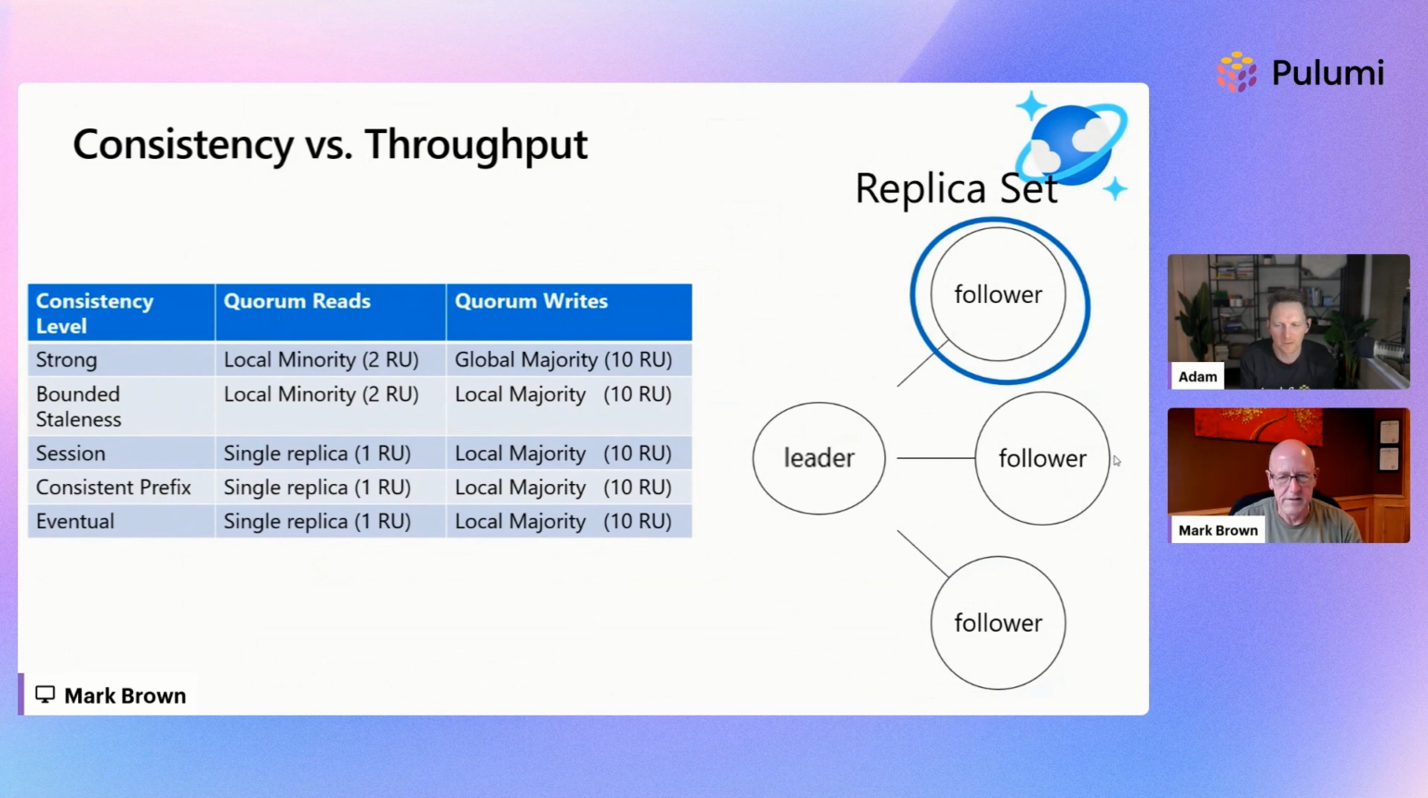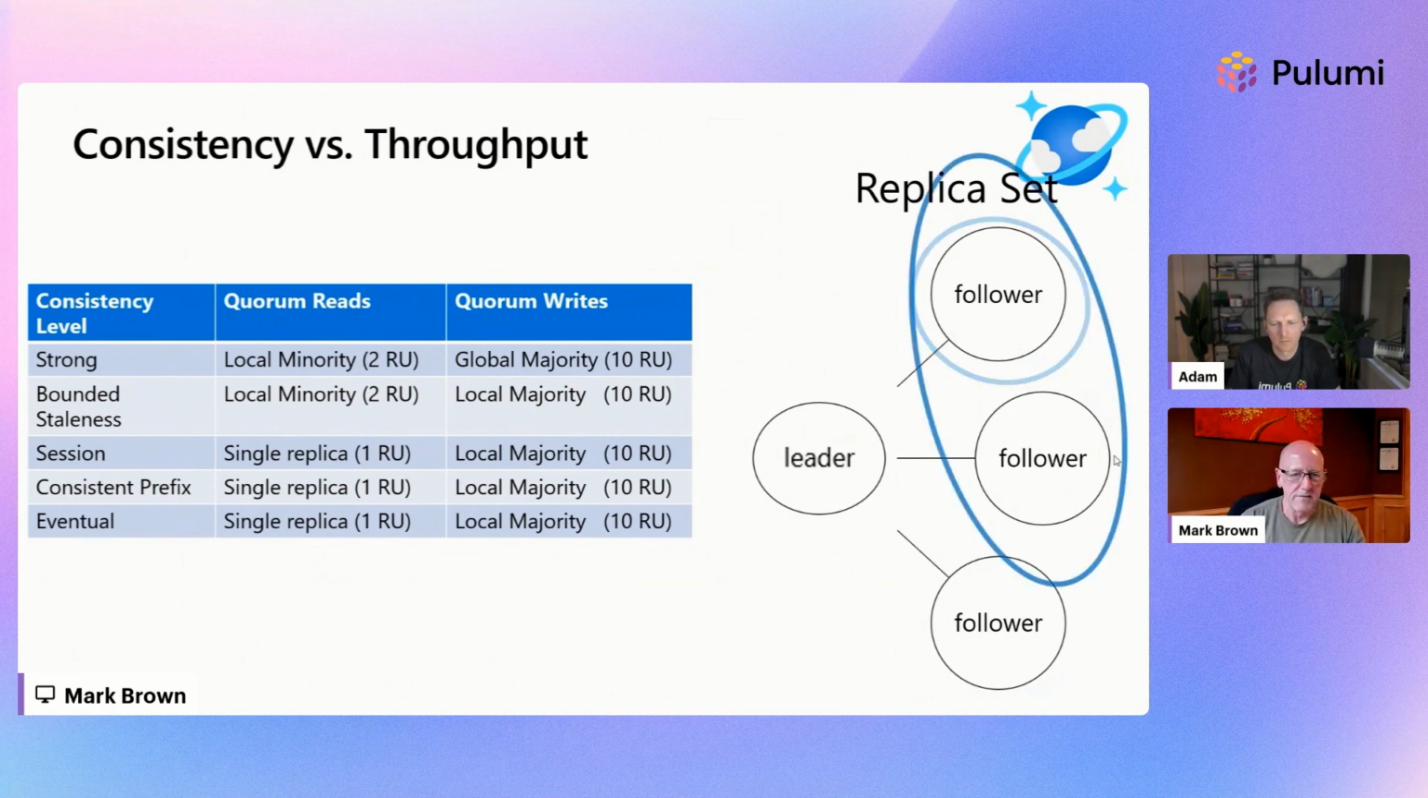That's super cool. Now, let me show you this. So strong and bounded staleness do what we call a local minority read. If you're curious how we guarantee strong consistency, it's basically using the same LSNs.